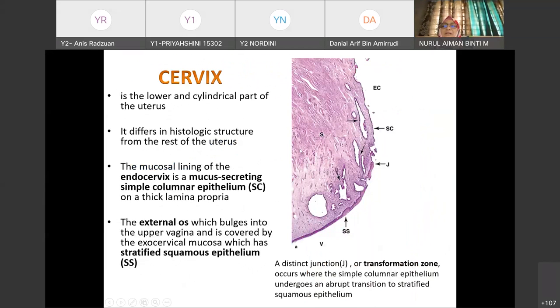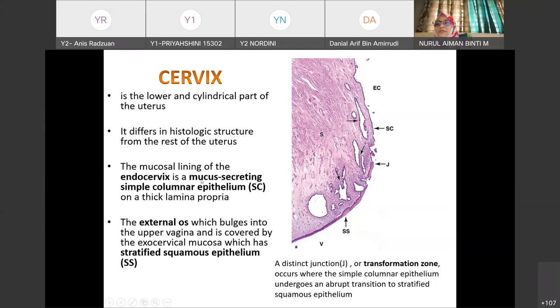Alright. Okay, so the cervix. Okay, the cervix is the lower and cylindrical part of the uterus, which is also always related to cervical cancer. Okay, cervical cancer is quite a common cancer nowadays, because of the changes of this epithelium. Okay, it differs in histologic structure from the rest of the uterus. But you can see the inner part still has uterine glands, okay? A little bit. Okay, but you call them the cervical glands.